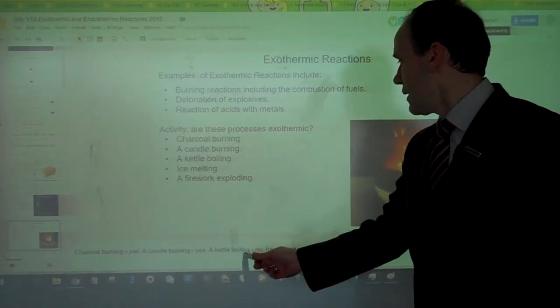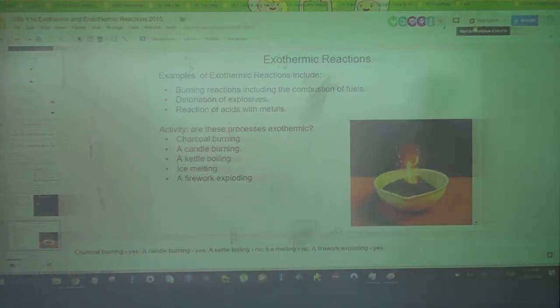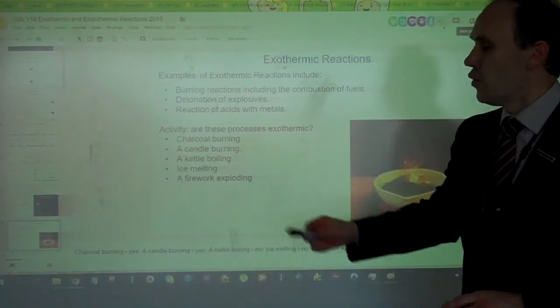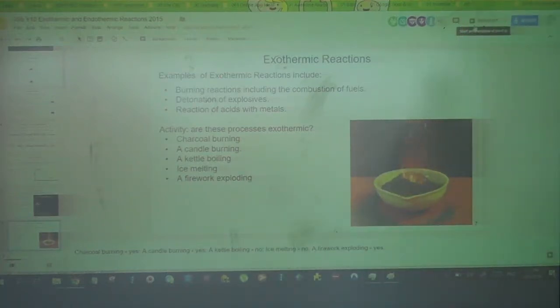Hold on, is a kettle boiling... Because the water gets hotter, it depends how you look at the system. If you're looking at energy being put in from the bottom, like sitting on the gas, it's endothermic. But if you're just looking at the kettle by itself, you'd say it's probably exothermic because it's emitting heat into the environment. So it depends how you look at it. And a firework exploding, anytime there is burning or combustion, it's exothermic. Anytime you have those two things.